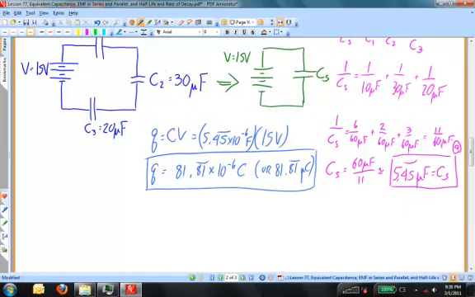In part C, we want to know what's the charge on each individual capacitor. Well, the charge is going to be the same on each individual capacitor. It's going to be the same as this nearly 82 microcoulombs.